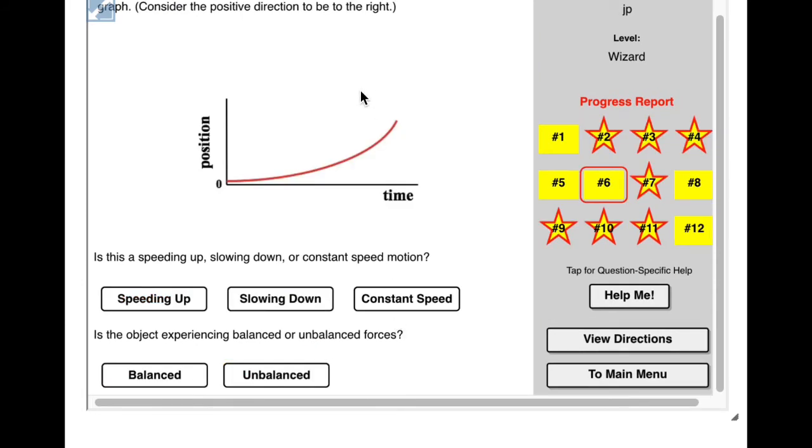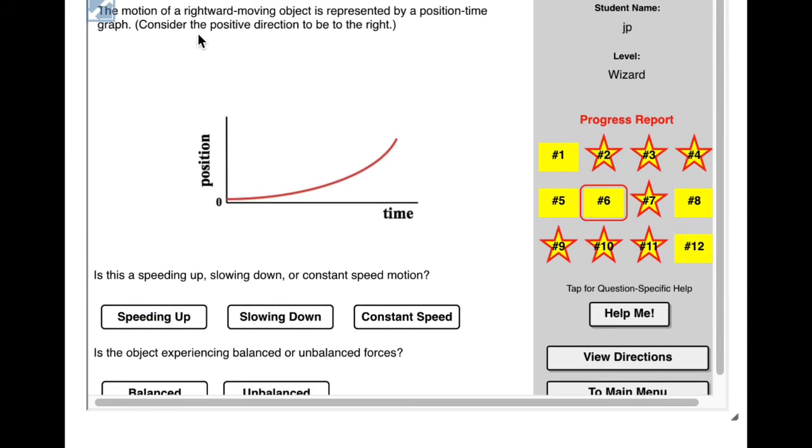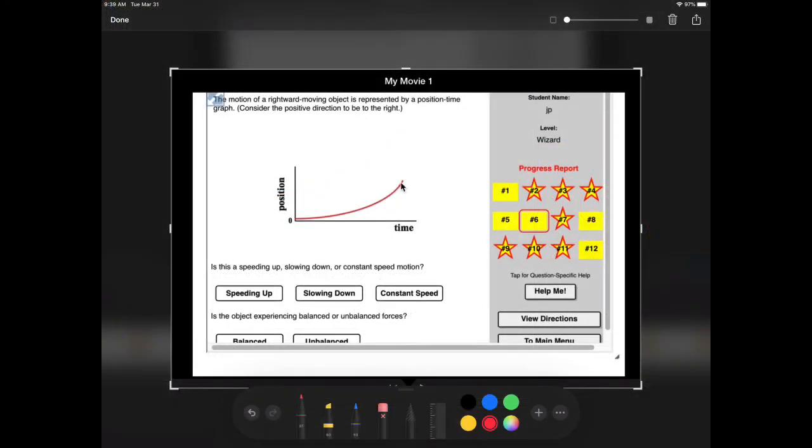Here's one with a position and time graph. So it says that an object's moving right and they're represented by this graph. So here we want to think, is this graph showing acceleration? Remember what it means for a graph to show acceleration. For a position graph to show acceleration, you might see part of a smiley face, because that means that the slope is increasing in size. You might also see a frowny face, which means that the slope is getting more and more negative with time.